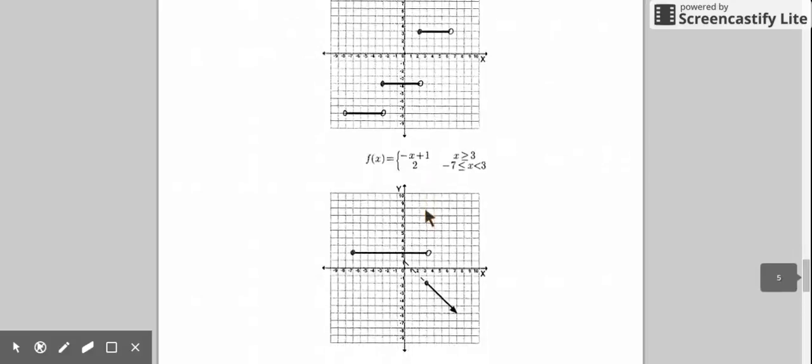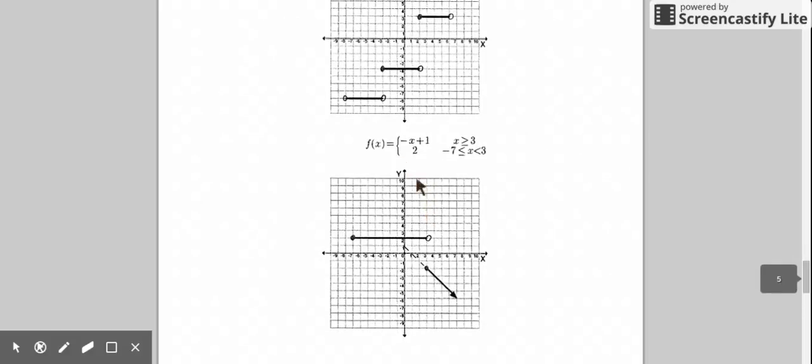If we want to combine a segment and a ray, you may see something like this. This is y equals -x plus 1. So I can start at 1 and go down 1 over 1, down 1 over 1, and draw it lightly, and realize that I'm only drawing this line for x values that are greater than or equal to 3. So nothing to the left of 3 is going to exist on this line. I can erase it. So we just have a ray pointed down for x values that are greater than or equal to 3. And then we also have a horizontal line.